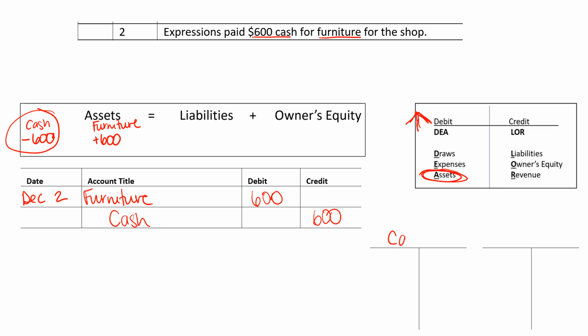And then looking at the T accounts, cash and furniture. Cash is being credited $600, so cash is decreasing. We credit cash $600, and furniture is being debited $600.